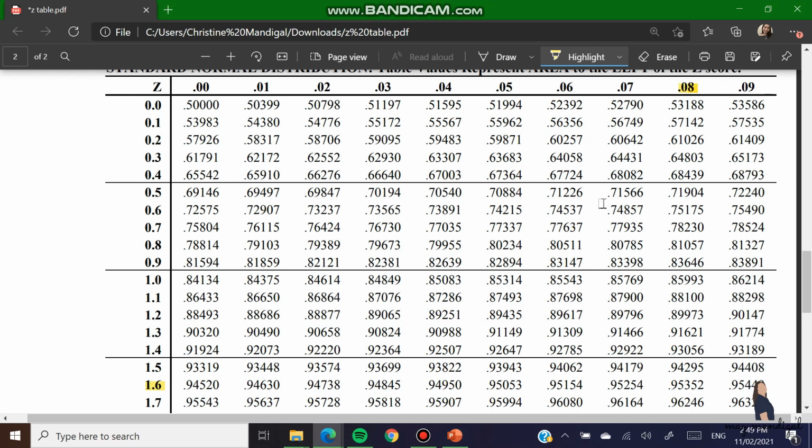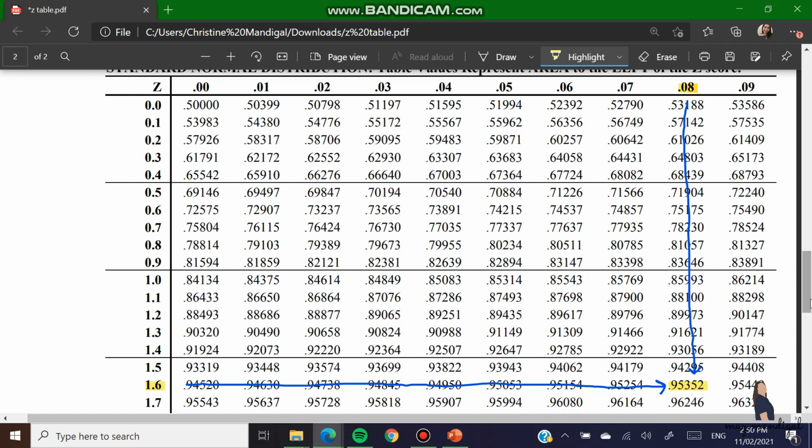Once you identify the whole number and first decimal place as well as the second decimal place, you now have to identify their intersection. So you look at this column, and also horizontally for 1.6, going to 0.08. They will meet at that value, this one right here, 0.95352. That means that is now the area to the left of our z-score, which is 1.68.